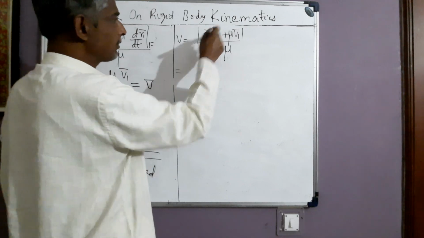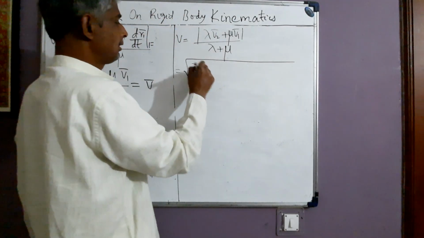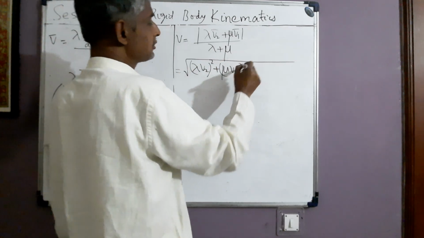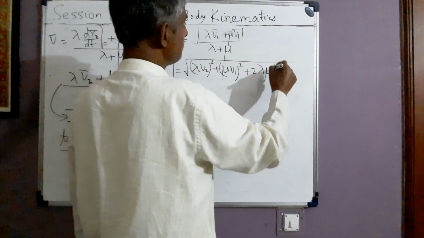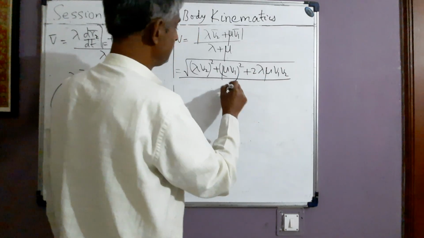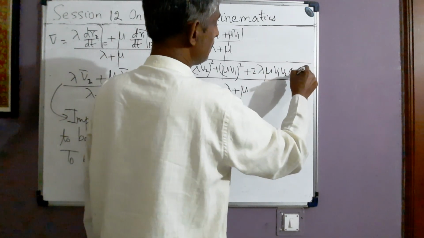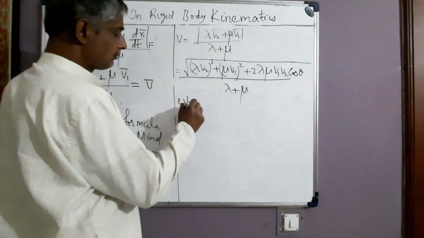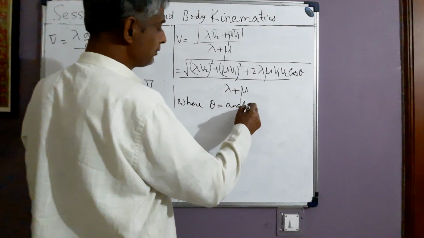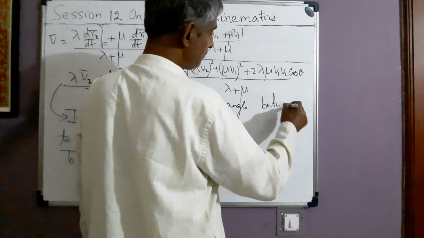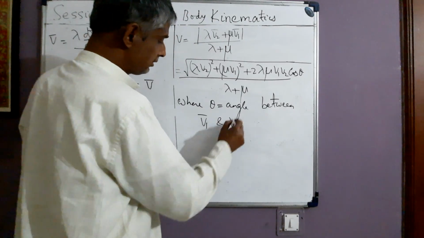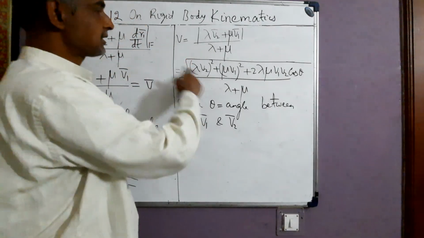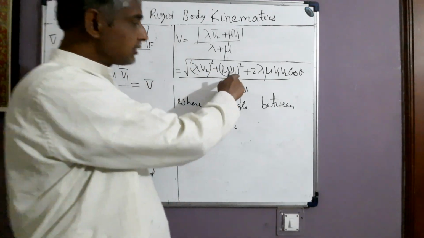Now this we can write using the parallelogram law. We can write it as root under lambda V2 whole square plus mu V1 whole square plus 2 lambda mu V1 V2 cos theta, all by lambda plus mu, where theta is the angle between V1 and V2. So using this section formula, we get V. So this formula also has to be remembered.